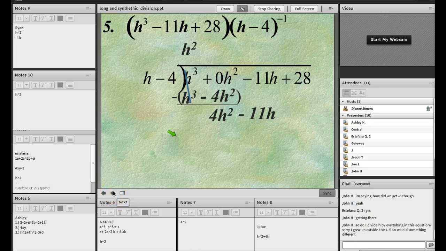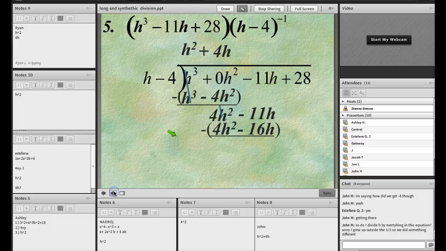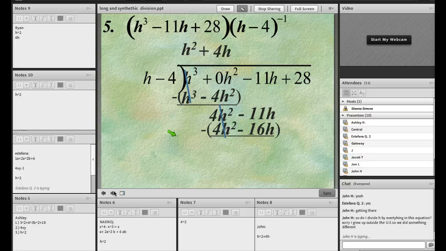Okay, got an answer? 4h. Nice, and it's not negative, you guys were right. I kept saying negative, I don't know why. All right, so now I'm going to subtract this part. What's 4h minus 4h? Excellent. Negative 11h minus negative 16.